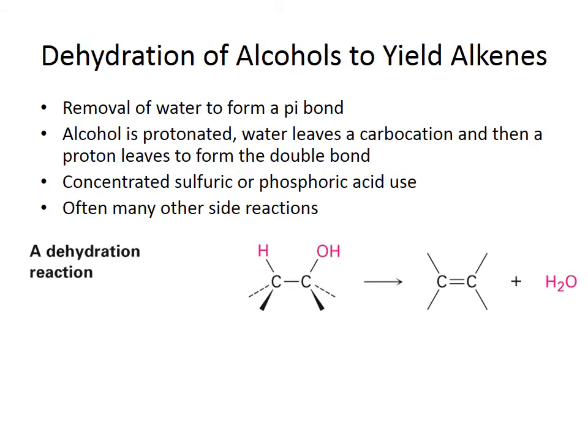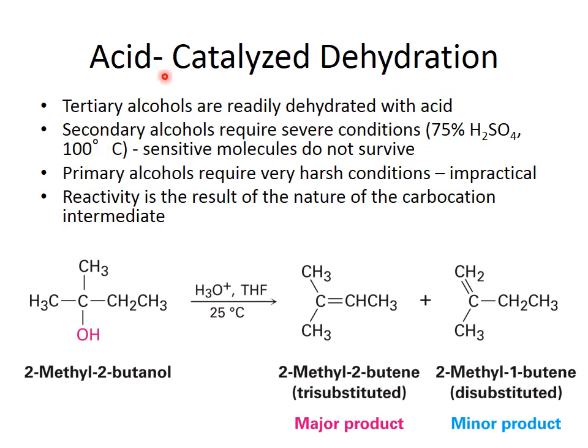We've already seen this reaction of the dehydration of alcohols to give alkenes. What happens in this reaction is we remove water to form a pi bond. The mechanism goes: the alcohol is protonated by strong acid. Water leaves, leaving a carbocation behind, and then the proton leaves to put the double bond in place. We use concentrated sulfuric acid or phosphoric acid, but the problem with this is that often you have many miserable, complicating side reactions, and you often get polymeric crud in the bottom of your flask when you try to do this.